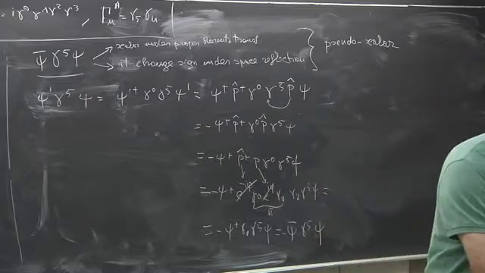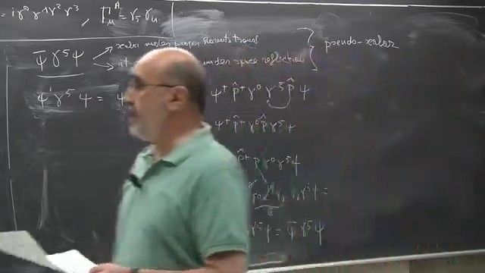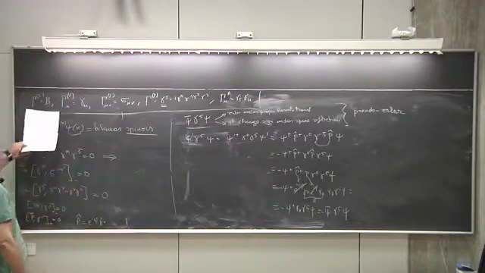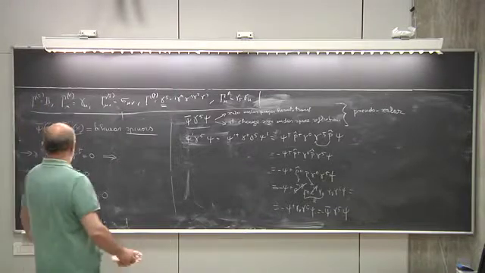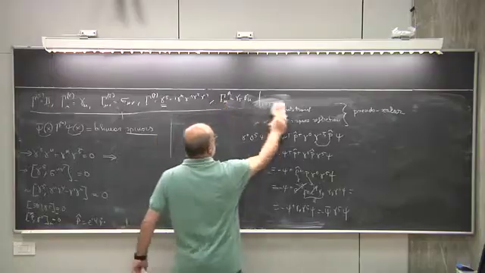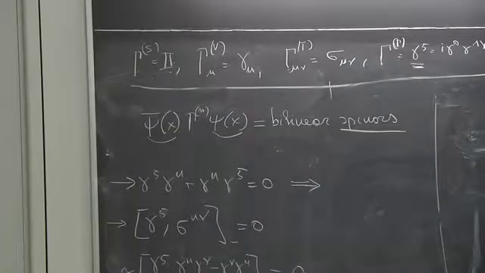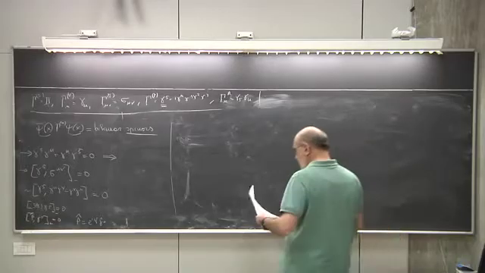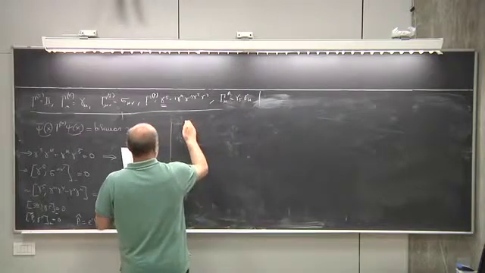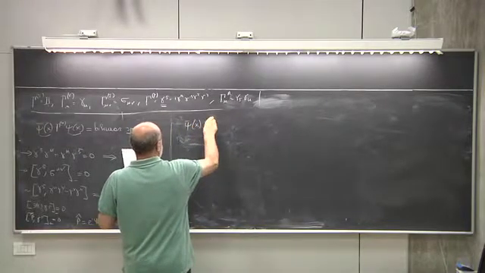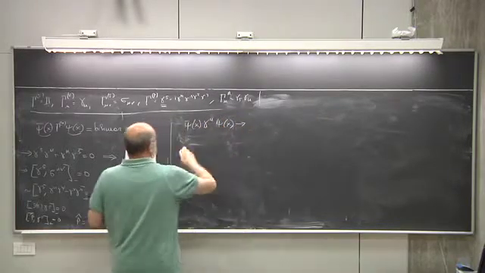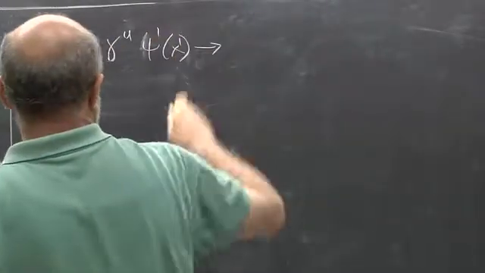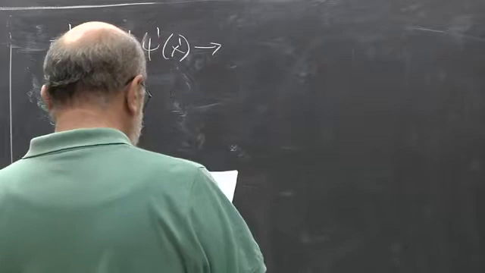Okay. Now, let's take another one, but we will not do all of them, but we will do many of them. For example, let's take a bilinear spinor when gamma is gamma mu. So let's take this, and let's see how it changes under Lorentz transformation. So we take psi(x) gamma mu psi(x). We transform, and let's see how things change.